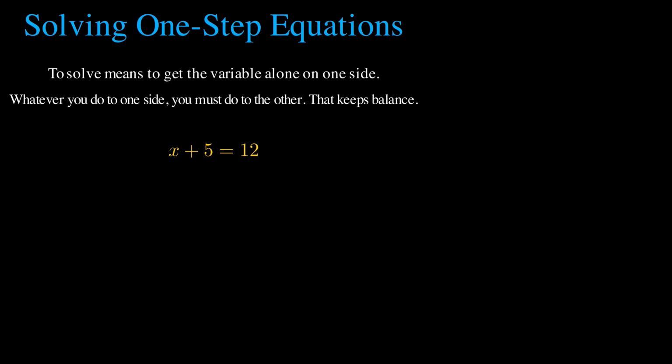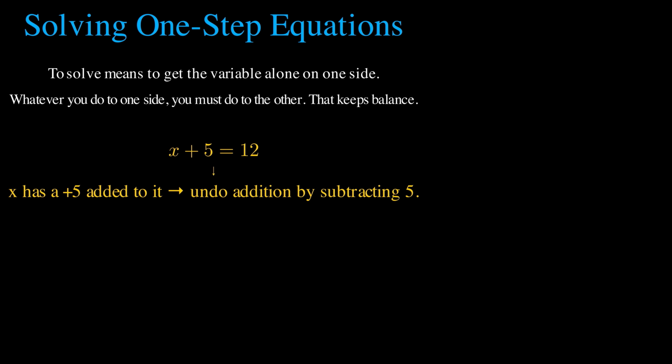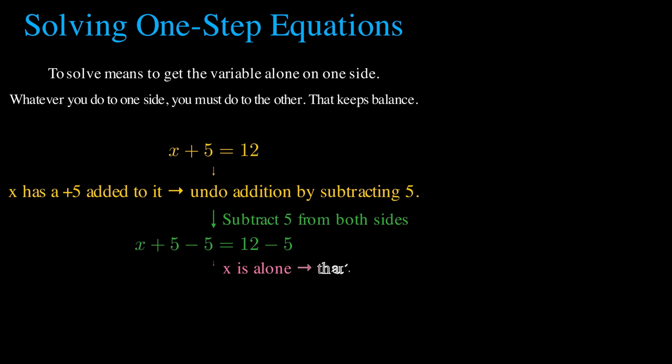Now let's see how this works with a simple equation. Here is an equation with x and a number. The letter x has a number added to it. To make x alone, we undo what is happening to it. The same change is done to both sides to keep the equation balanced. Now x is by itself.